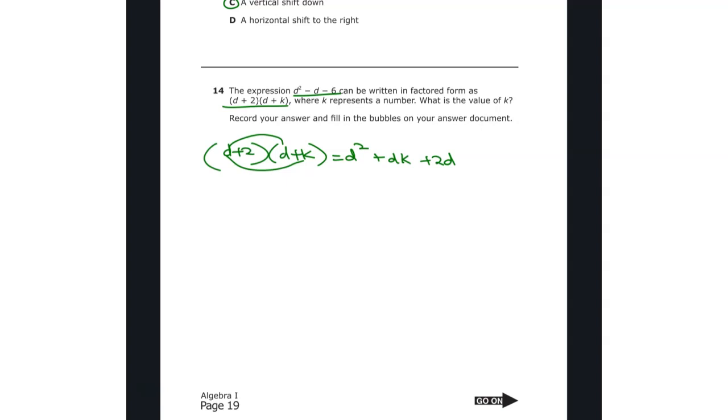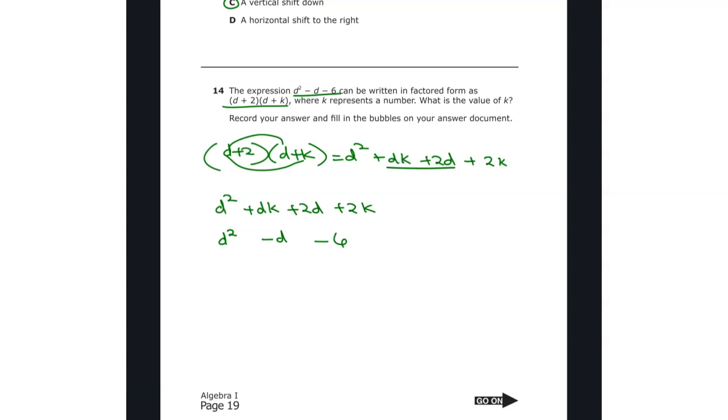And then last, plus 2k. Okay, so now we have this right here. So we have d squared plus dk plus 2d plus 2k. Okay, and we're going to compare it to d squared minus d minus 6.